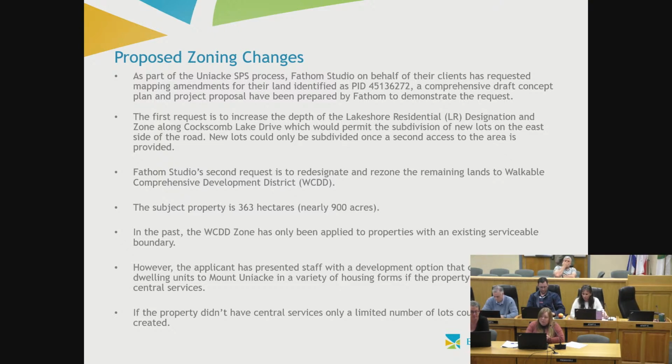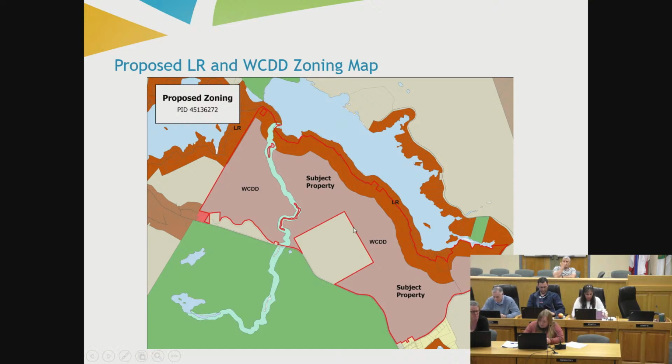The first request is to increase the depth of the Lakeshore Residential LR designation and zone along Coxcomb Lake Drive, which would permit the subdivision of new lots on the east side of the road. New lots could only be subdivided once a second access to the area is provided. So again, it was just taking the Lakeshore Residential zone that was already there, making it a little bit wider so that once a second access is constructed, they could then continue with subdivision off the Coxcomb Lake Drive and allow them to create more units along there.